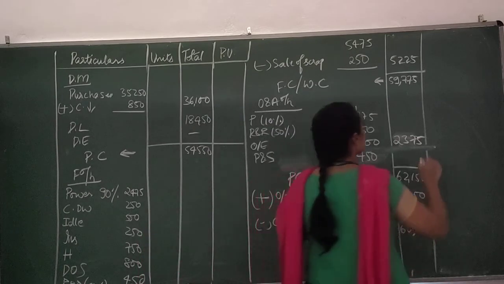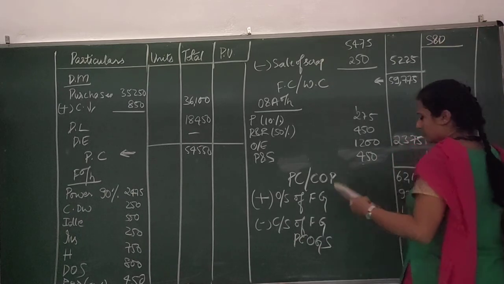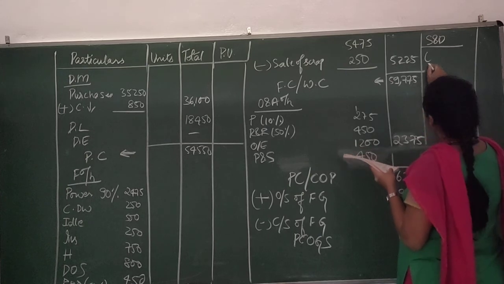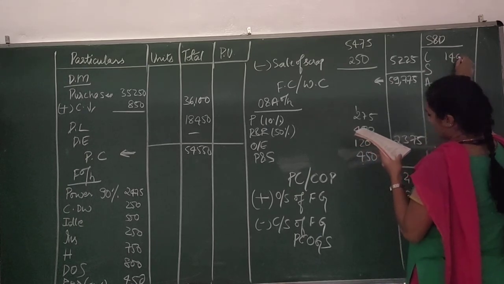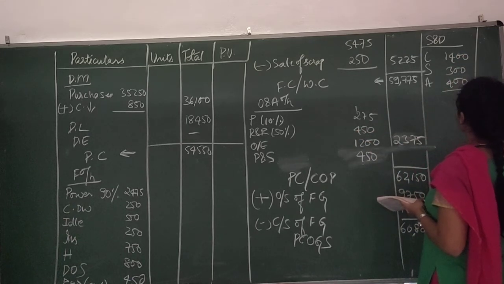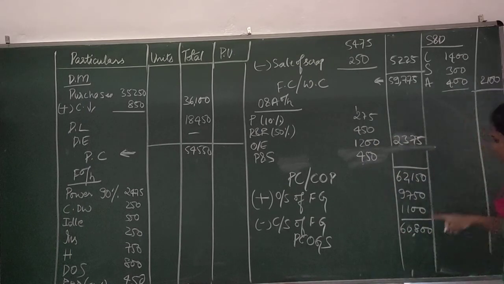Your next item is selling and distribution overhead. Under that you have commission, you have samples and you have advertisement. So 1,400, 300 and 400. It is 2,100. So when you take the total from this, it is 62,900. What is this called as? This is called as your total cost.